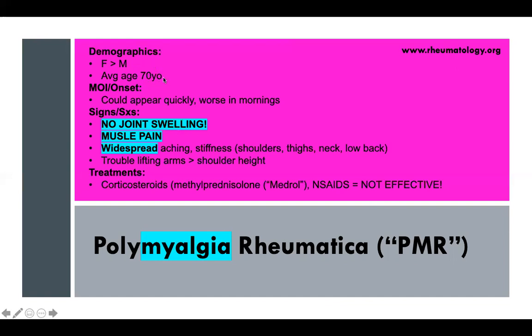Average age is a little bit older than some of the diagnoses we've seen. So average age is 70s, female over male. So older women, muscle pain, and it's going to be widespread. So widespread muscle pain, achy, stiff, in the shoulders, thighs, bigger muscle groups, neck, low back. There could be some trouble with functional movements because of the muscle ache and muscle effects.